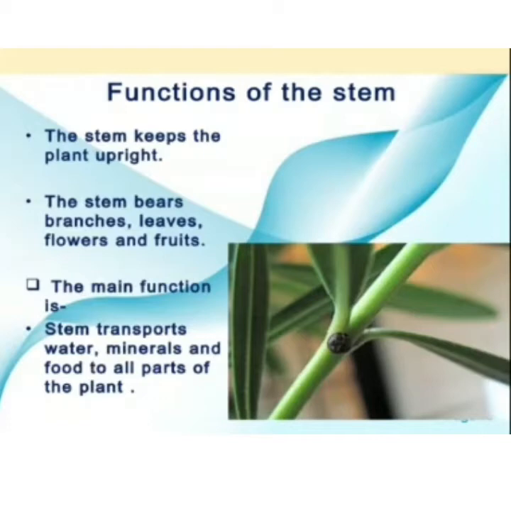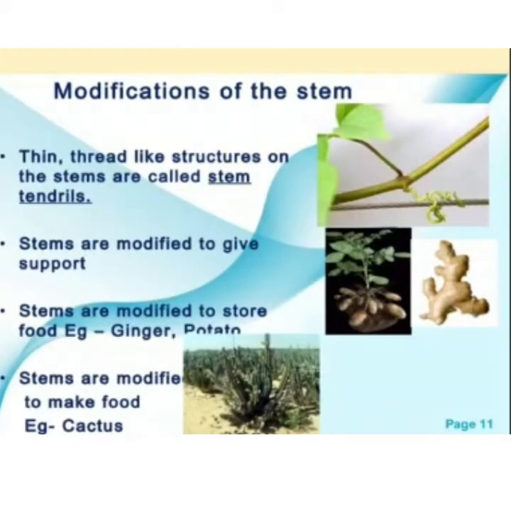Okay, so what functions have we studied? The stem keeps the plant upright. The stem bears branches, leaves, flowers, and fruits. And the main function of the stem is that it transports water, minerals, and food to all parts of the plant. Now, just like the modification of the root, here we also study the modification of the stem. We have seen that stems are modified to give support, stems are modified to store food, and stems are modified to make food also.